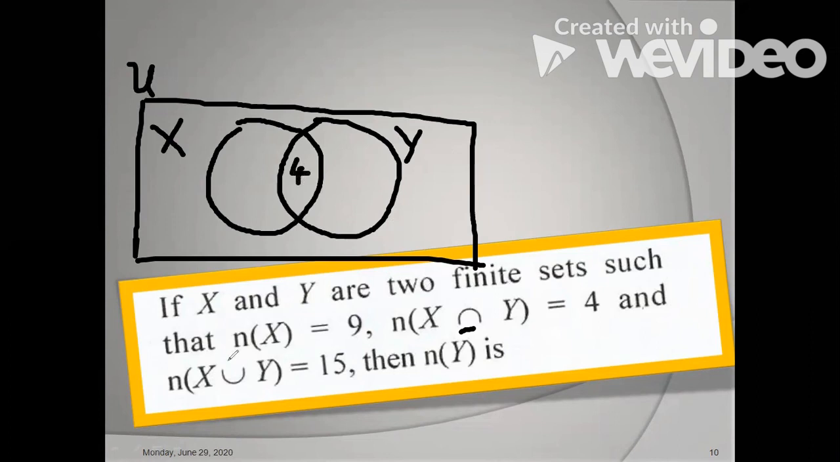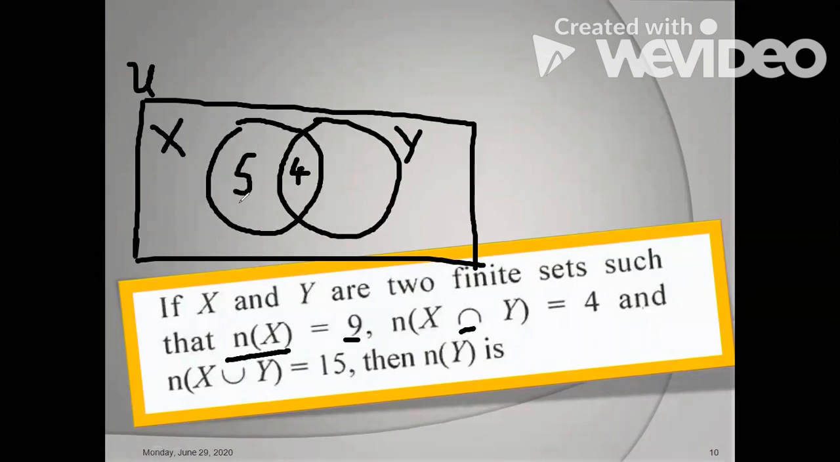Alright, now what does this mean? This means everything that is in X is equal to 9. So this area of the circle is not all of X, it is called X alone. If I want to know what goes over here, I would have to subtract 4 from the 9. And 4 from 9 will give us 5. So basically 5 members of set X have nothing to do with Y. But the total is still 9.